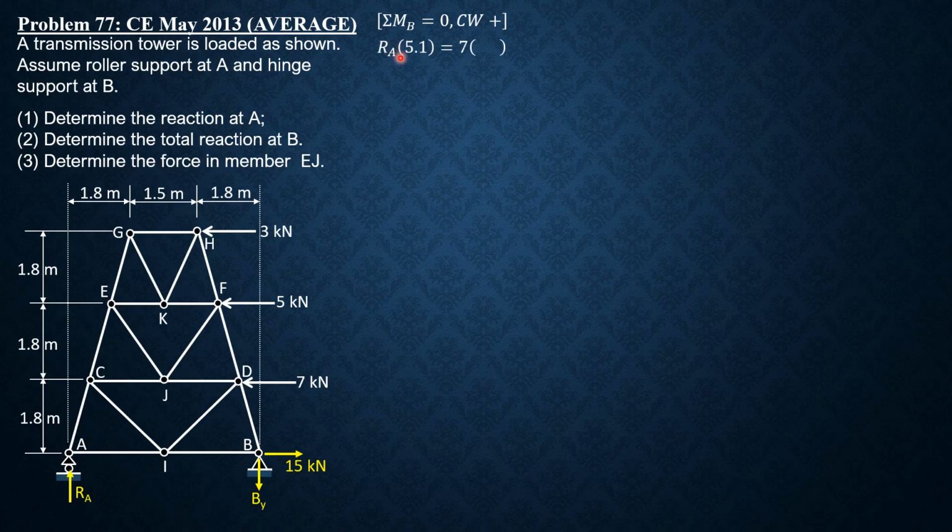RA times 5.1 equals 7 times 1.8 plus 5 times 3.6 plus 3 times 5.4. Solving for RA is 9.176 kilonewtons upward. Since it is reaction at A, then it is upward. Without this direction, it is wrong because we are looking for reaction at A and reaction is a vector. So it should be provided with direction.